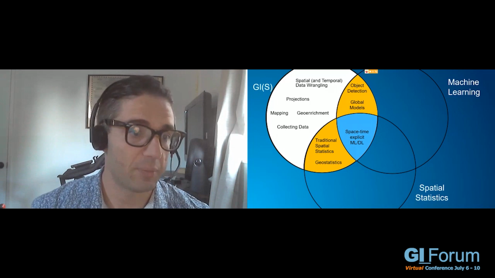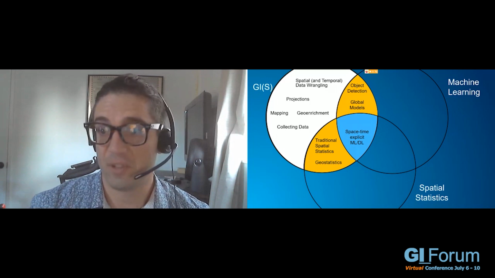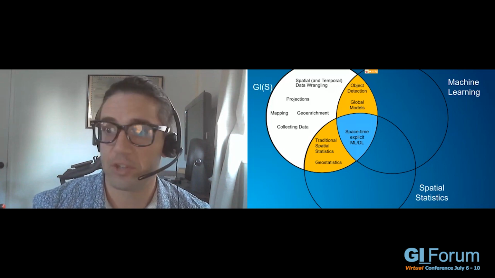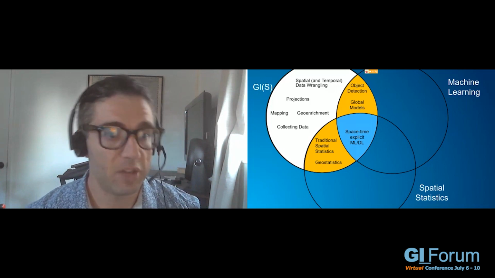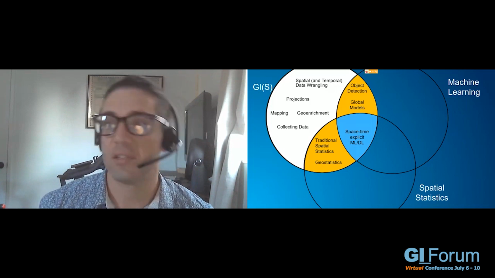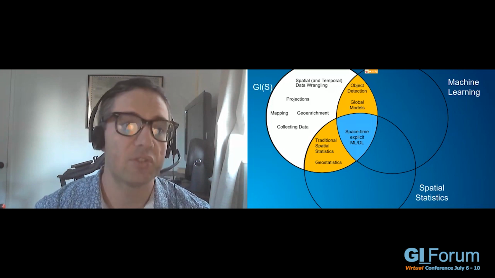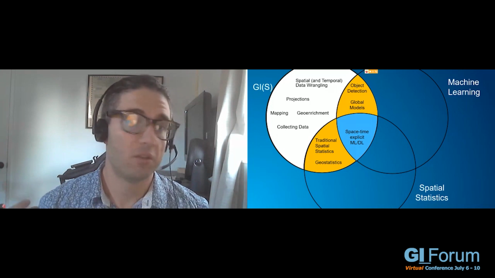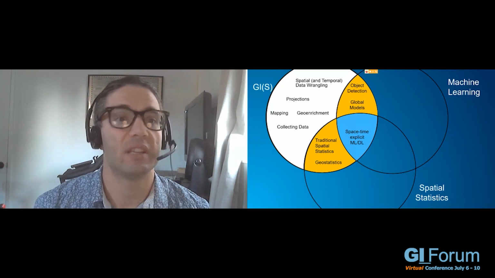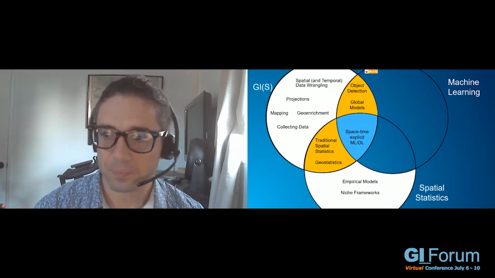And this is also where I did my PhD, in particular geostatistics. There is immense value in this intersection. We have traditional spatial statistics applied to GIS, such as hotspot analysis, global Moran's I, kriging, simulations. So these are immensely valuable. There is active research in these areas, and this is still a very exciting area of spatial data science.